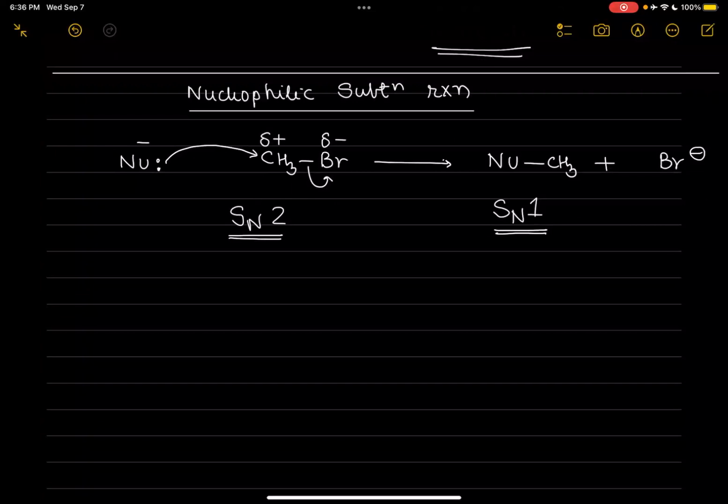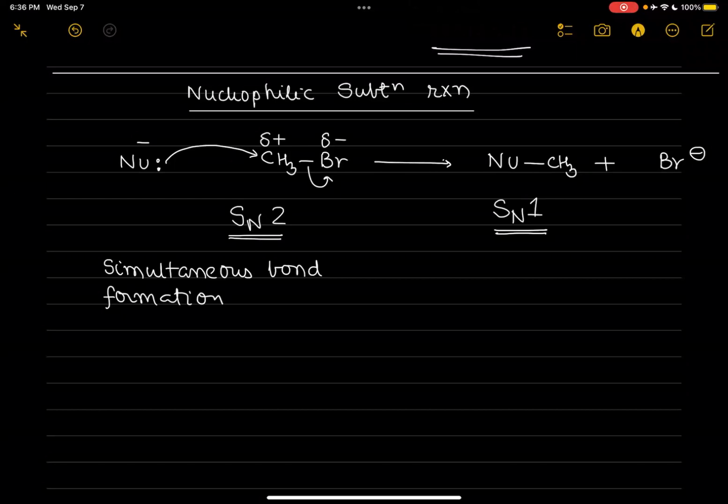So in SN2 reaction, there is a simultaneous bond formation and bond breaking. That's what we discussed. Bond formation with whom? Bond formation with the nucleophile. Simultaneous bond formation and bond breaking.